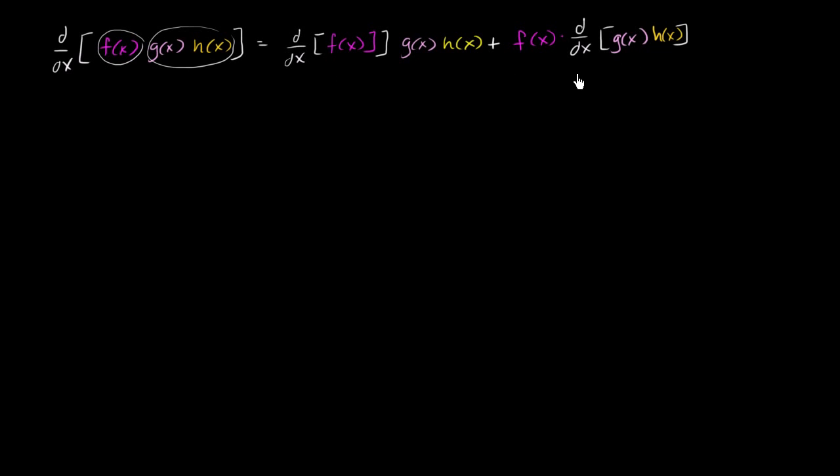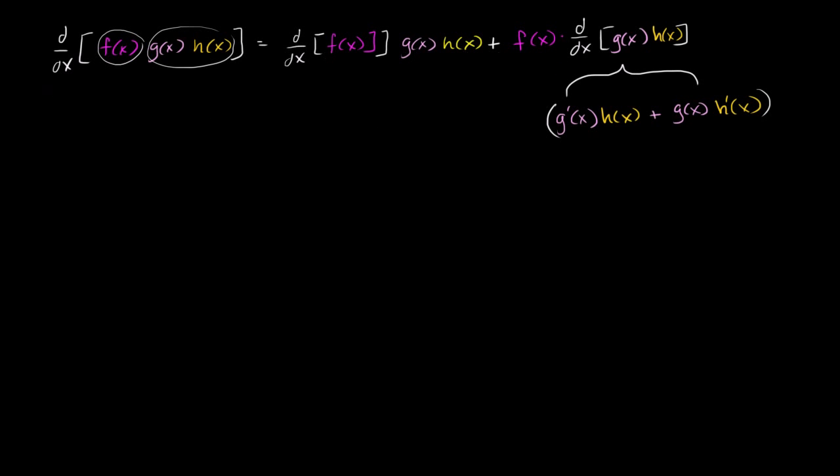But what is this thing right over here going to be equal to? Well, we can apply the product rule again. So here I'm just focusing on this part right over here. The derivative of this is just going to be g prime of x times h of x plus g of x times the derivative of h, h prime of x. So everything that we had, the derivative of g of x times h of x, is this stuff right over here. And so we're going to multiply that times f of x.